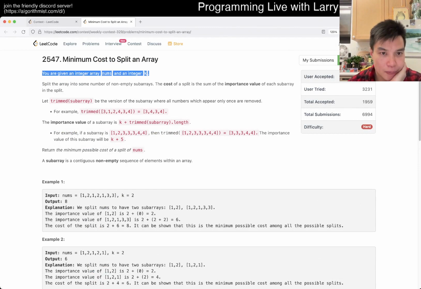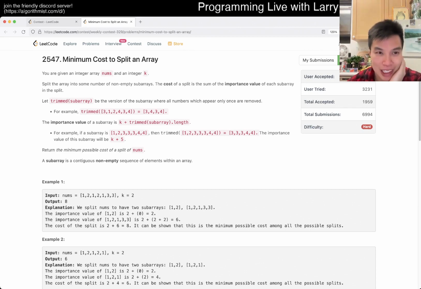All right. The cost of a split is the important values of each subarray in the split. What does that mean? Split. Okay. Split an array into some number of non-empty subarrays. Cost of a split is the important values of each. What is important? Let trim be the version. What?